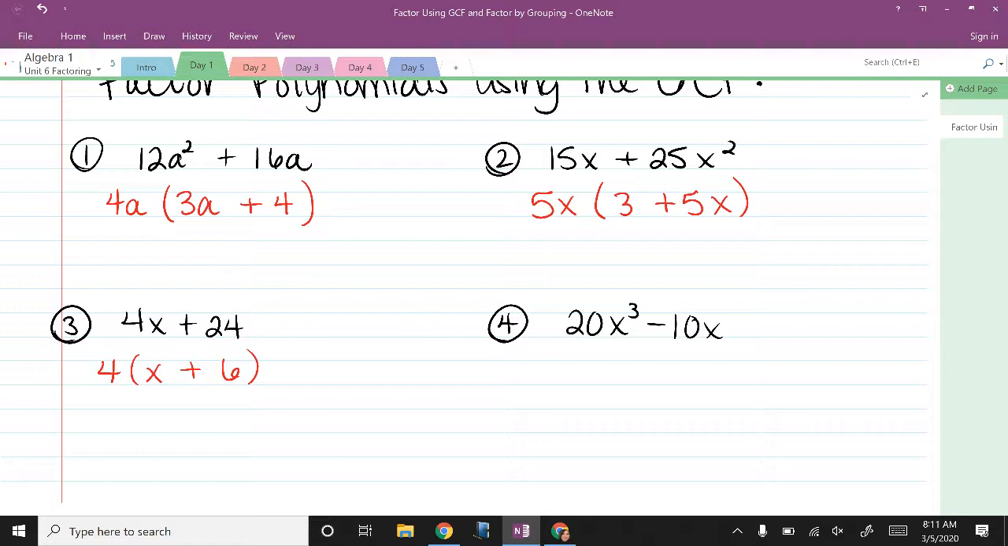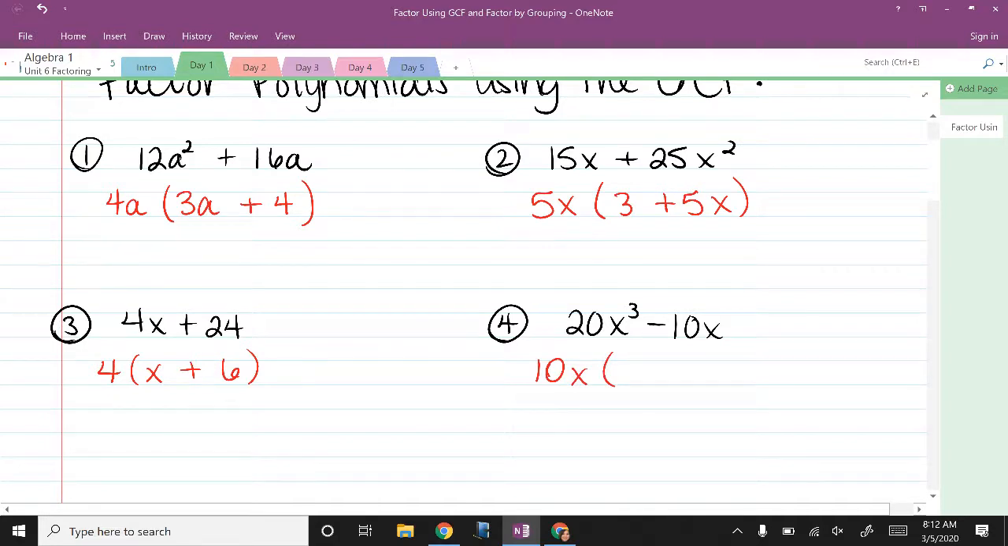All right, number 4. 20x cubed minus 10x. What do y'all think is our GCF? The largest number that goes into 20 and 10 is 10. Yeah, always see if your smaller number goes into your larger number, and if it does, then that's your GCF automatically. And do they both have an x? What's the smallest x? X. So any questions about 10x being the GCF?